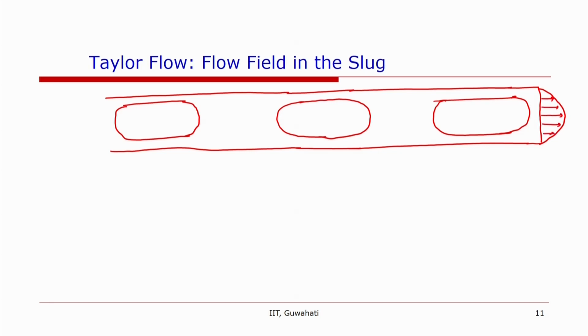Now the question comes, or people are often confused, that it has been written in the literature that it has internal recirculations with them. So the internal recirculations, this can be decomposed actually, that the velocity profile that one sees is slug velocity plus internal recirculation velocity.